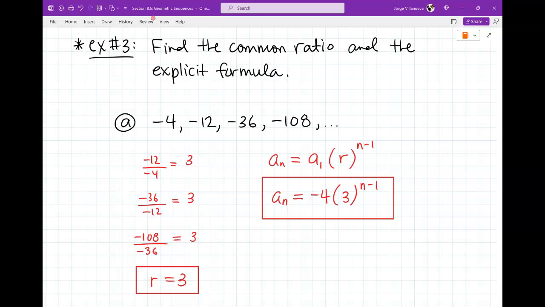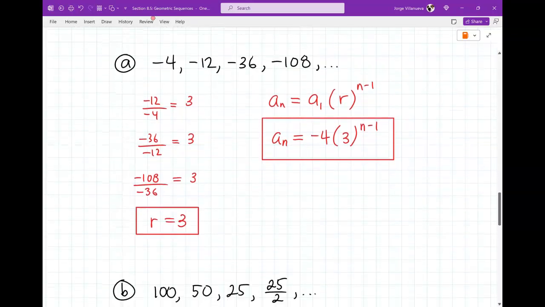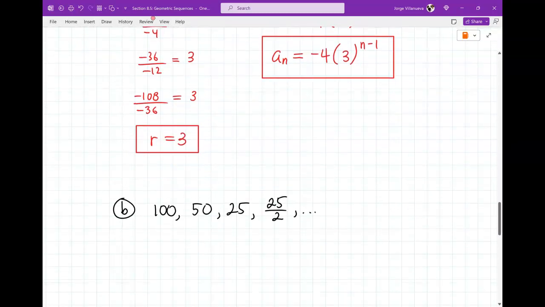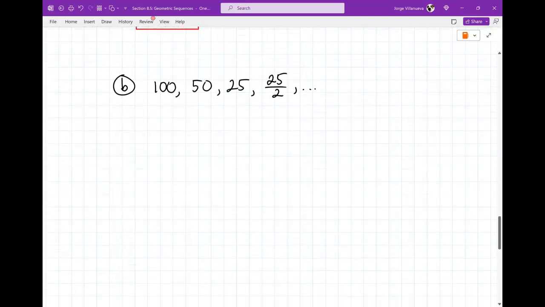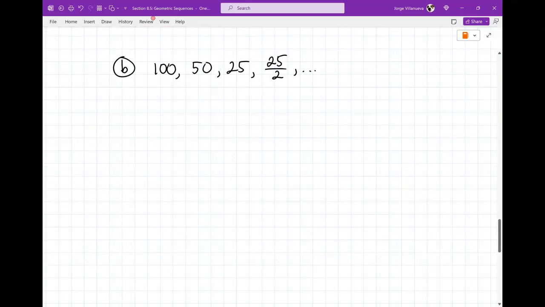So let's try doing the next one, and then we'll go to example 4, and we're done. So I give you another sequence, 100, 50, 25, 25 over 2. Again, you don't have to show the work for how you find the r. Just make sure that you solved it correctly. You're going to want to test all the numbers. Don't just test the first one and say, oh, I know the answer is this. It has to work for every number.